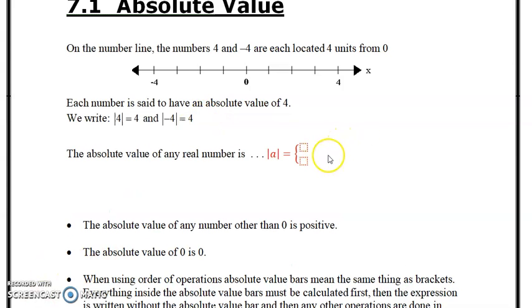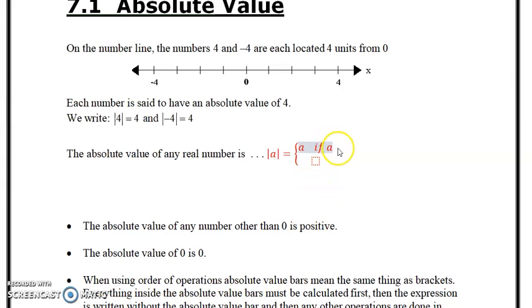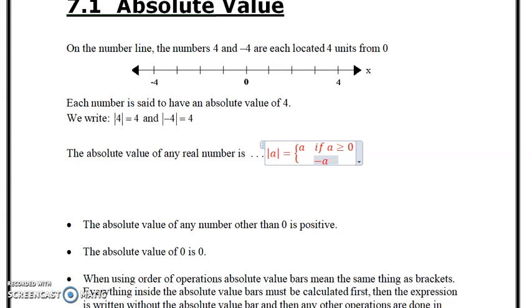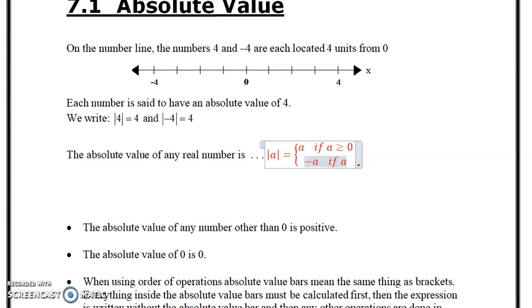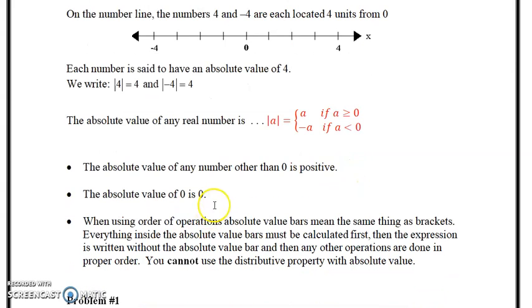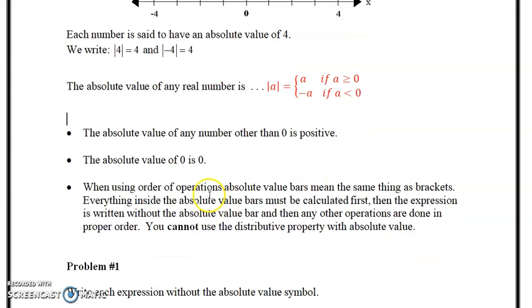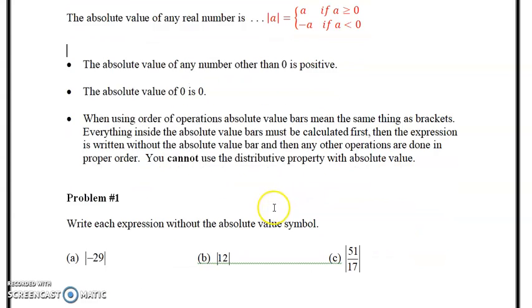So the absolute value of A is equal to positive A if A is greater than or equal to 0, and negative A if A is less than 0. Okay? The absolute value of any number other than 0 is positive, so the absolute value of 0 is 0.